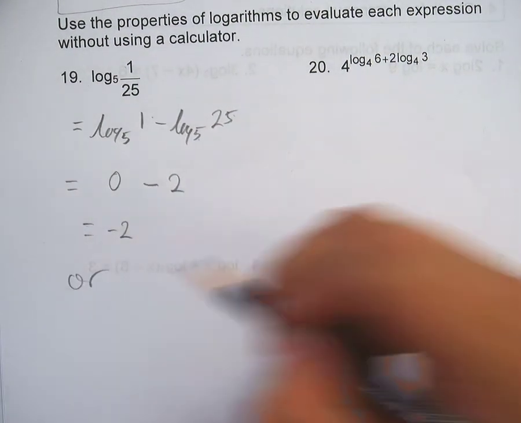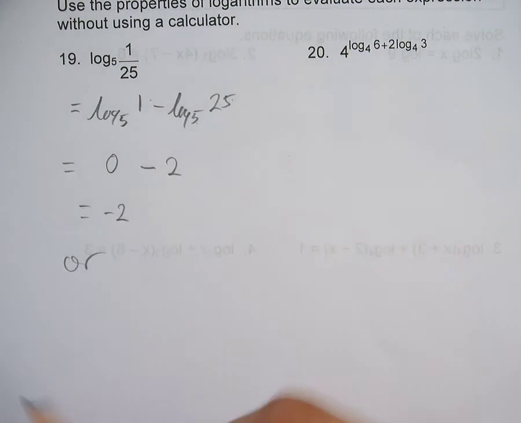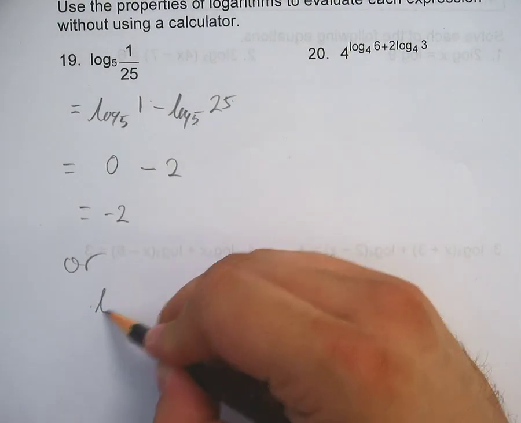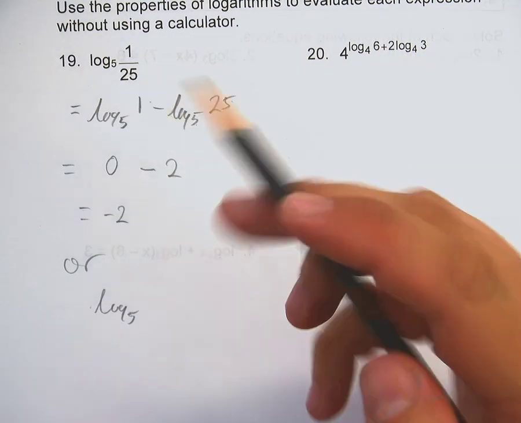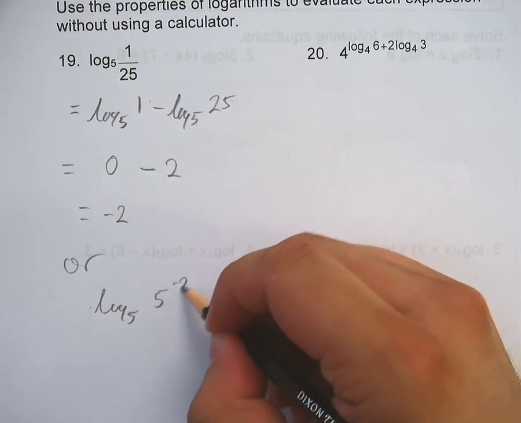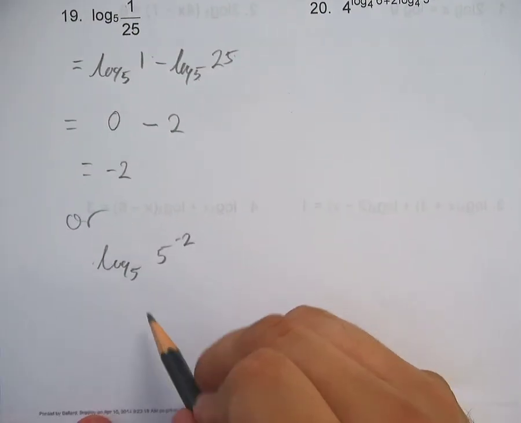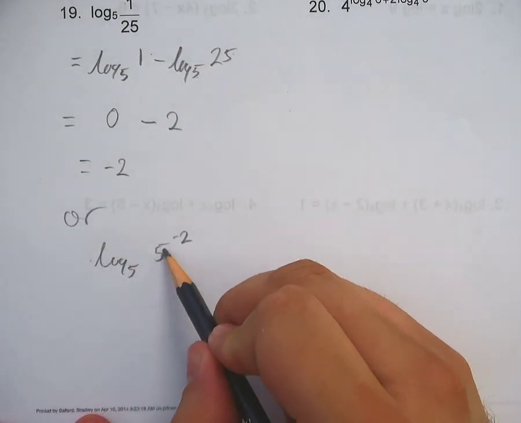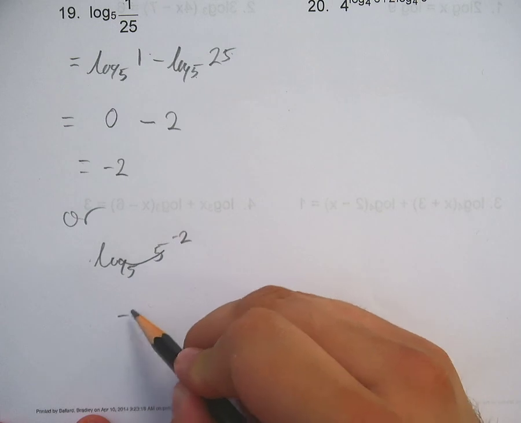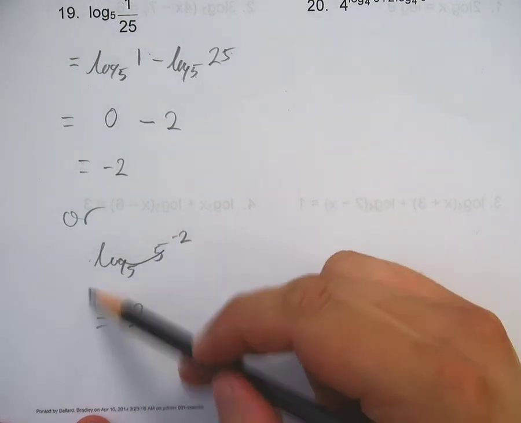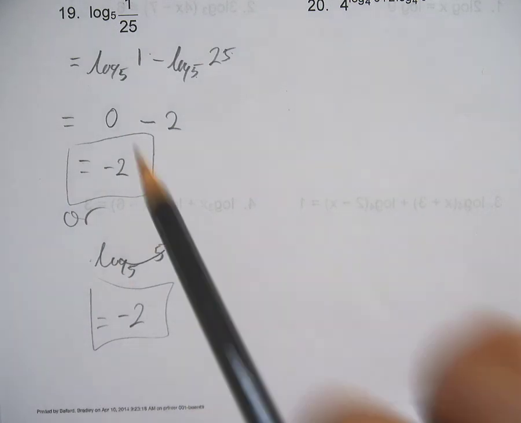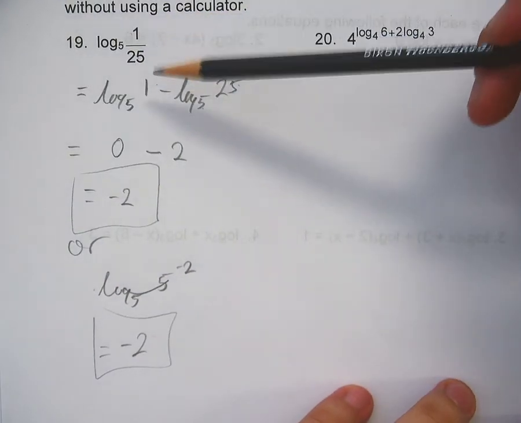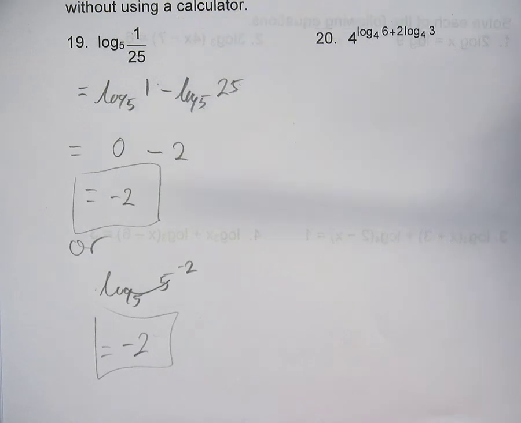Or, another way to look at it, using one of the properties from the front, is as the log base 5 and change 25 to 5 to the negative 2. And then it's log base 5 of 5. You know that this will all go and leave you just with negative 2. Either way you go, it simplifies to negative 2. This really helps, especially if your numbers are not so nice like 5 and 25.